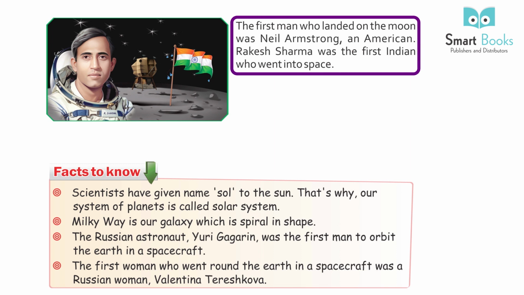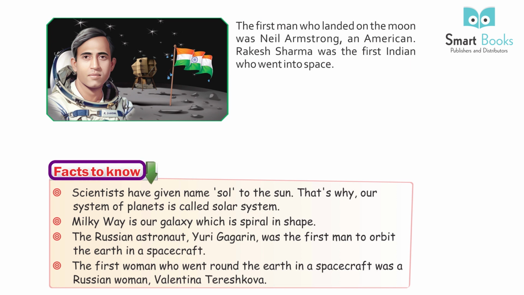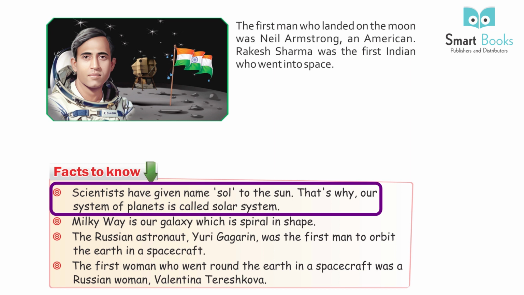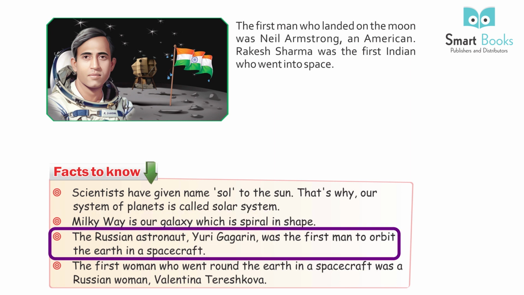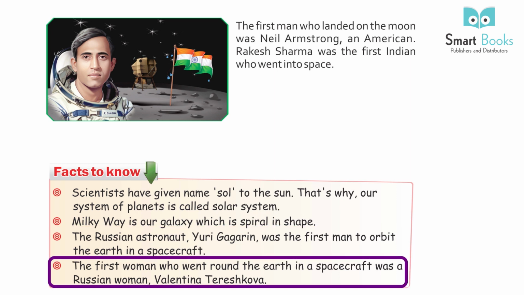The first man who landed on the moon was Neil Armstrong, an American. Rakesh Sharma was the first Indian who went into space. Facts to know: scientists have given the name Sol to the sun. That's why our system of planets is called the solar system. The Milky Way is our galaxy, which is spiral in shape. The Russian astronaut Yuri Gagarin was the first man to orbit the Earth in a spacecraft. The first woman who went round the Earth in a spacecraft was a Russian woman, Valentina Tereshkova.